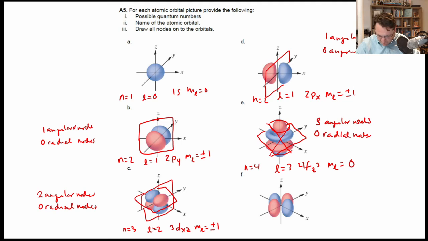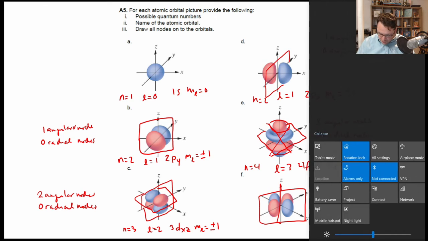All right, so for part F, looking at this right here, we have 4 different lobes. They're all different colors, and we can see that we have one plane that stays in the z direction but cuts in between the x and the y, and then we have another one that's similar but 90 degrees rotated from it. It's perpendicular to it. And so you have 2 of those right there, so we have 2 angular nodes.